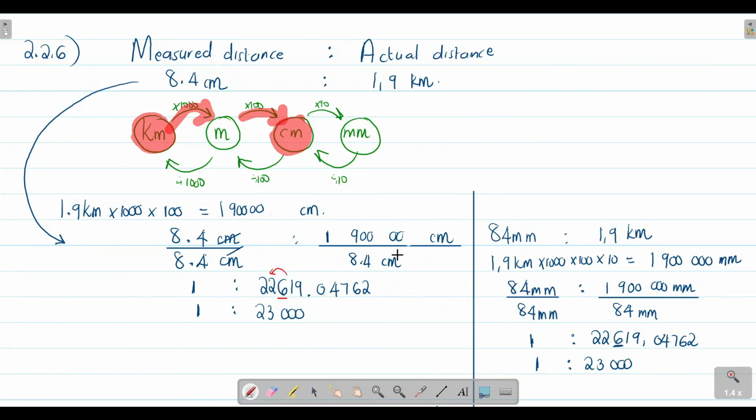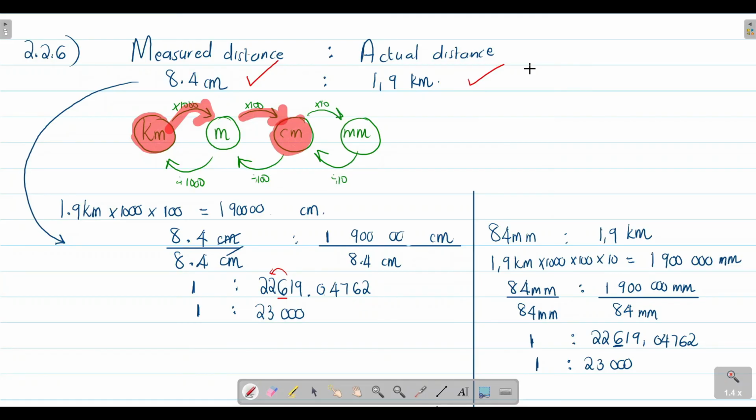Okay, so how will they mark this question? So here you'll get a mark for showing your measured distance. In this case, I'm just going to use the centimeter part to help us see how they'd mark this. So you'll get 1 mark for showing that your measured distance is like 8.4 centimeters. And then you'll get another mark for writing down your ratio, 8.4 centimeters is to 1.9 kilometers. You'll get another mark for that.